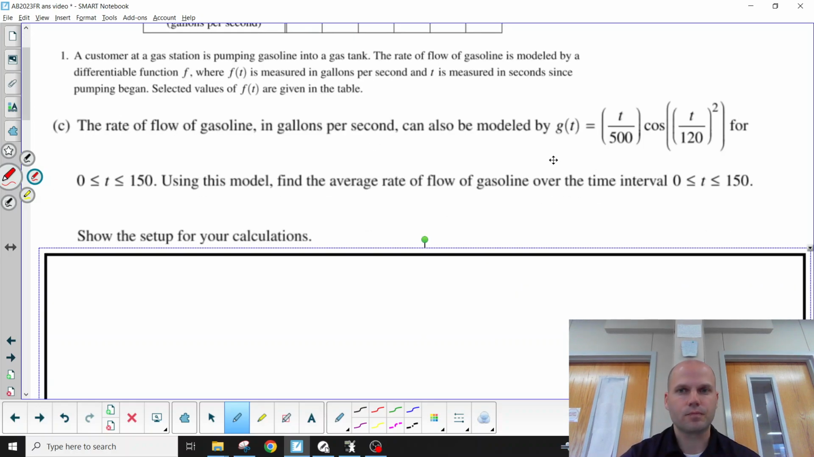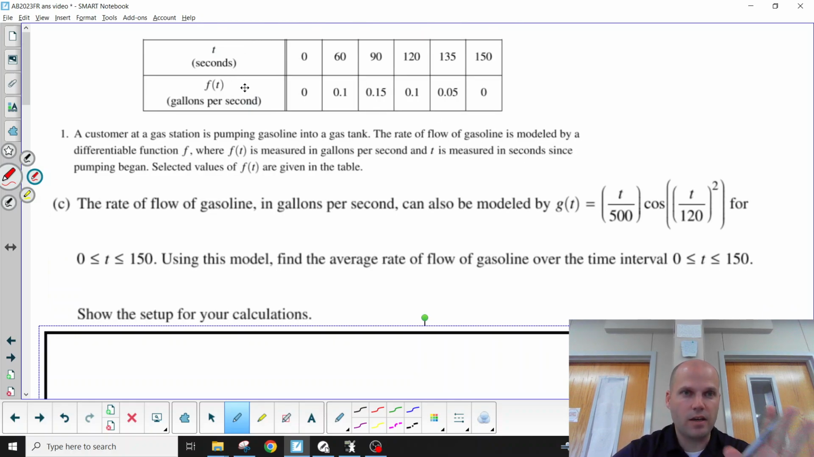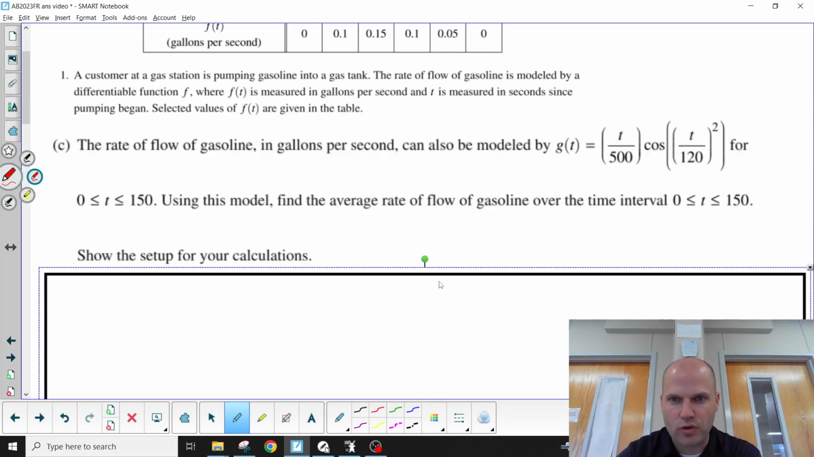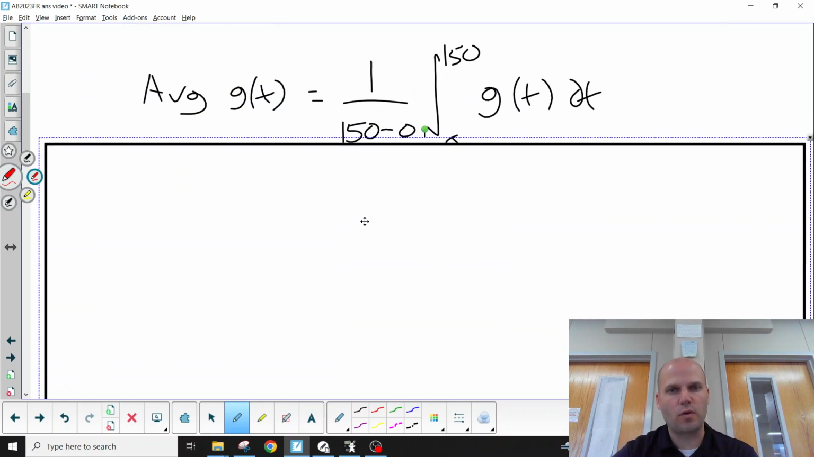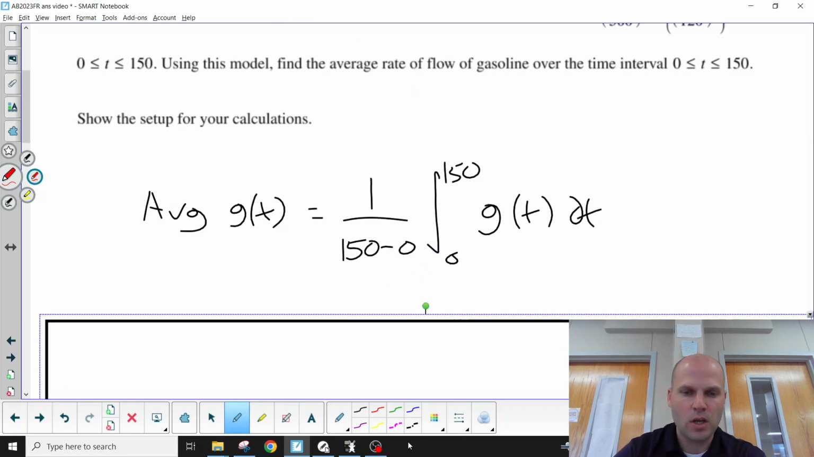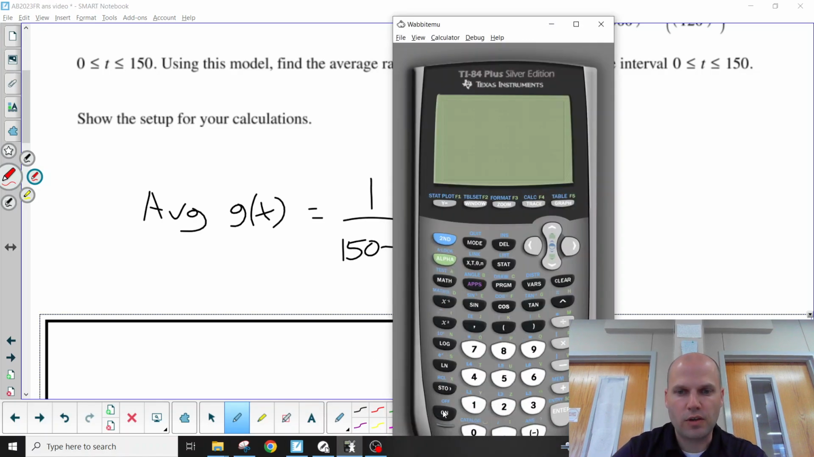Part C, G can model the stuff you see here in F. G is an equation that can also model the rate that gas is flowing. Find the average rate of flow of gasoline. Average G is 1 over B minus A, integral from A to B. Use your calculator to find your integral from A to B. Make sure you type it in correctly. It was a little bit tricky.